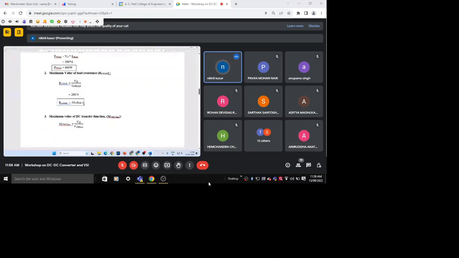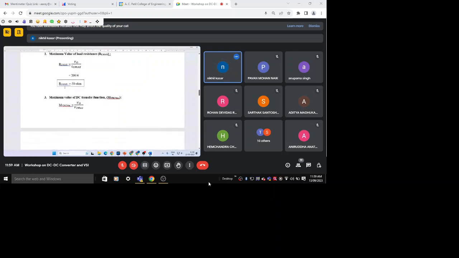Why are we calculating this? Whenever we do simulation in any software, that simulation will need our own boost converter's parameters; we should be ready with our own calculated parameters. Then only you can simulate and then only you can go for the component selection. So until this point we have calculated two values: output power, that is 800 watt, and the maximum value of load resistance, that is 50 ohm.